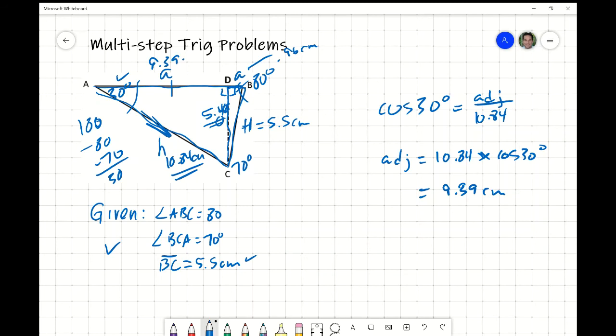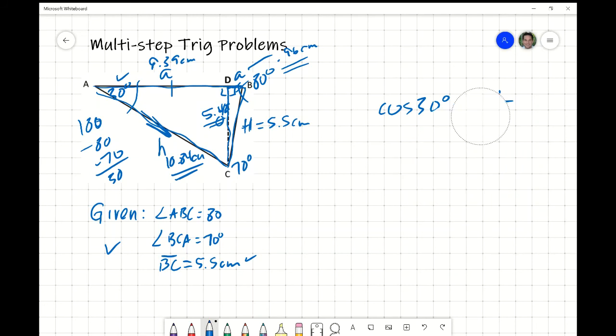So it looks like we have everything that we did not know from the beginning. You've got all the angles: 80, 70, and 30 degrees. You've got 5.5, and 5.42 for the altitude. You've got 10.84 down here. You've got 9.39, and you've got that little 0.96 centimeters. So let's now find the area of the big triangle.